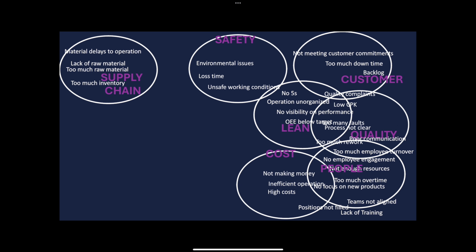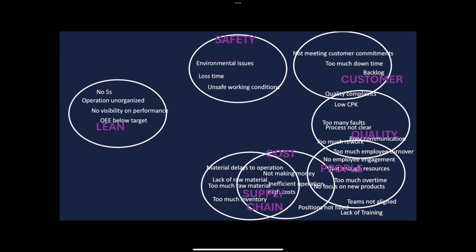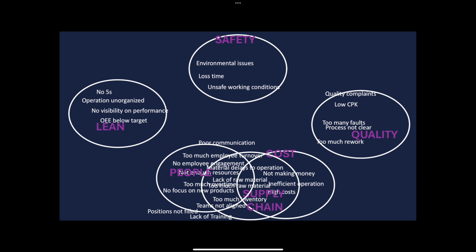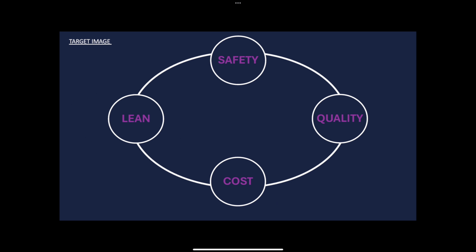So what you can do is you can further group them together. We don't need customer because if we solve these operational issues, the customer issues will resolve itself. And you can actually put people, supply chain, and cost very much under the cost group. So here you have your target image. Safety, quality, cost, and lean. Easy for the team to stay focused.